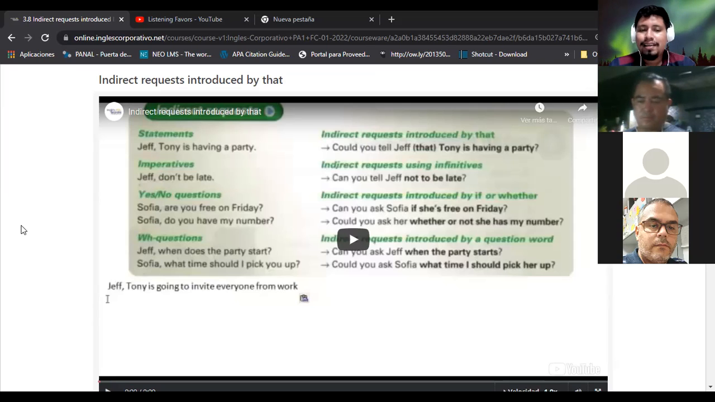Recordemos que si la pregunta inicia como Are you free on Friday? My possible answers are going to be yes, I'm free, or no, I'm not, or I'm not free. It is incorrect to say just yes or no, because in English we have to add the complement of that sentence.